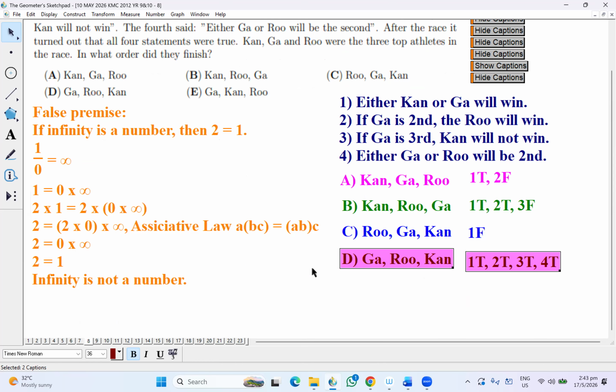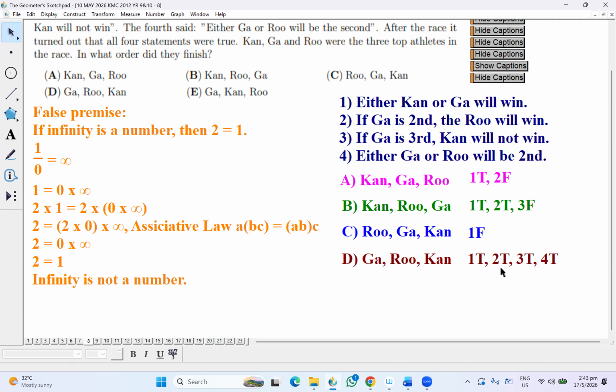The fourth statement. Either Kang or Ga will win. True. The first statement is true. Then the second statement: if Ga is second, Ru will win. Ga is not second, so whatever you say also can allow. So it's true.